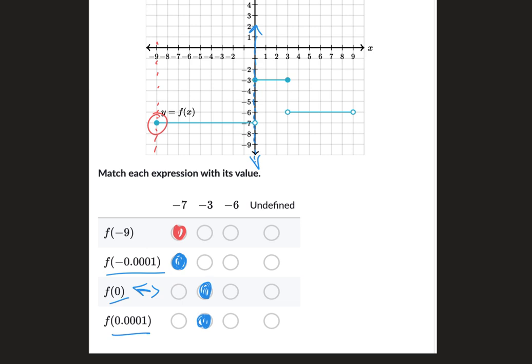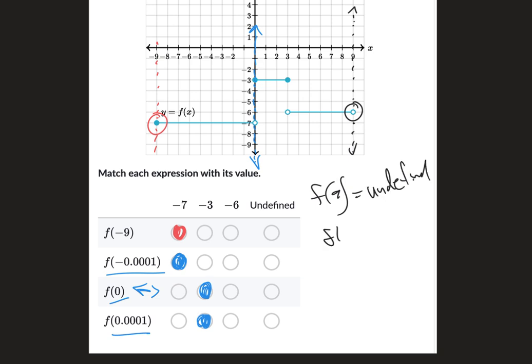Let me just throw another curveball at you. What if they said f of +9? Okay, so I'm drawing my black line here. Here's where x is +9. Well, I have an open circle. That means I don't touch it. And there's no other point on this graph where there's a line or a dot or anything like that. So this would be undefined because it doesn't exist there.